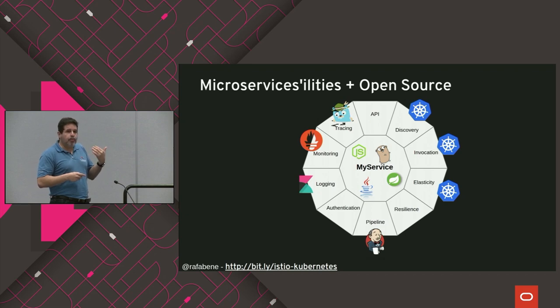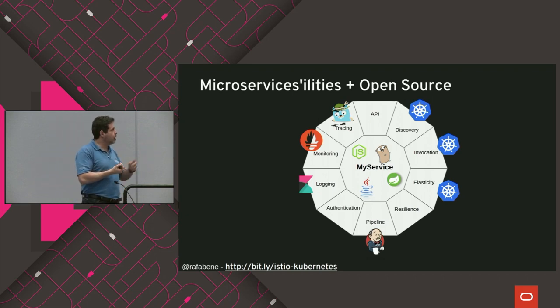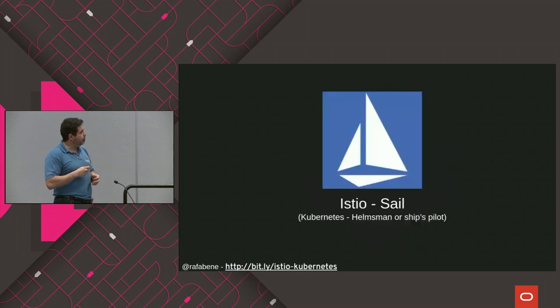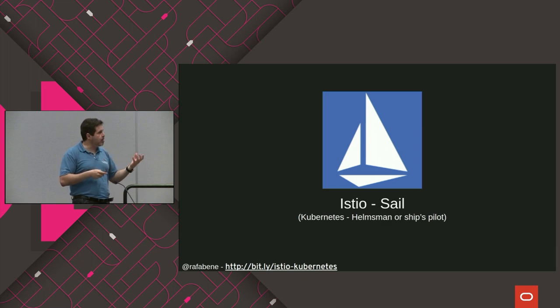And with other open source projects, for distributed tracing, we can use Jaeger. With monitoring, we can use Prometheus, Grafana. For logging, we can use a stack like ELK, Elasticsearch, Logstash, and Kibana, or EFK, Elasticsearch, FluentD, and Kibana. For pipelines, we have Jenkins. And with Istio, which is a service mesh implementation, we can have all those things as part of the infrastructure, not as part of the application.